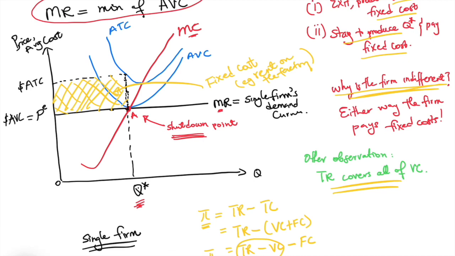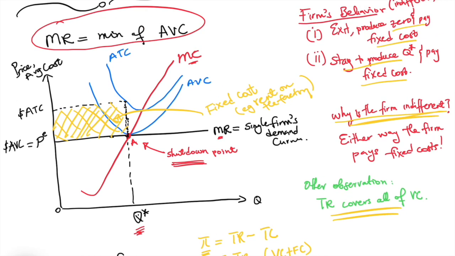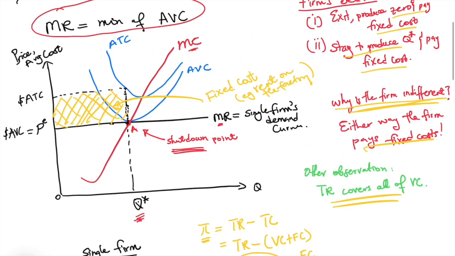So when marginal revenue is at the minimum of the average variable cost, the firm is indifferent between exiting to produce zero and staying to produce Q star. And the reason for that indifference is either way, the firm pays fixed costs. Great. Okay. By the way, these three graphs that we are looking at will help us come up with how to trace the short run supply curve for each firm in perfect competition.